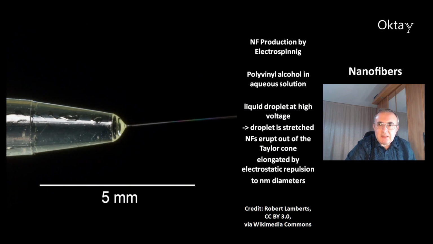This is another method to make nanofibers by electrospinning. This is a picture of polyvinyl alcohol in aqueous solution. The liquid droplet is applied. You apply a high voltage to a liquid droplet that stretches the droplet. The nanofibers erupt out of the cone that's called the Taylor cone. They are elongated by electrostatic repulsion down to nanometer size diameters.